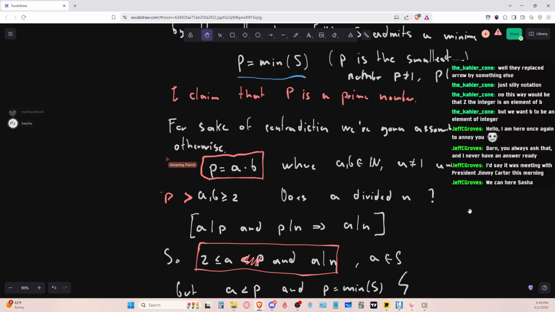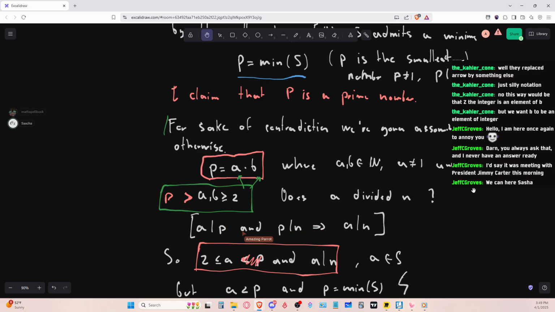So maybe we can just go back here. What we did is we assumed by contradiction. For the sake of contradiction, we assume otherwise. So what does it mean to not be prime? It means it can be written as a product of two natural numbers which are not one. And from that, we establish this bound. So A and B have to be greater than or equal to 2 and smaller than P.